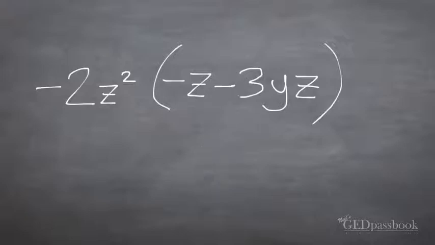So we move down our list. Are there any exponents? Sure. There's this one right here, right? Guess what? We don't know what z is. So we can't do that exponent. We can't do that square. So we move down the list. What's next? Multiplication and division, right? There is multiplication. It's this negative 2z squared times all of that.